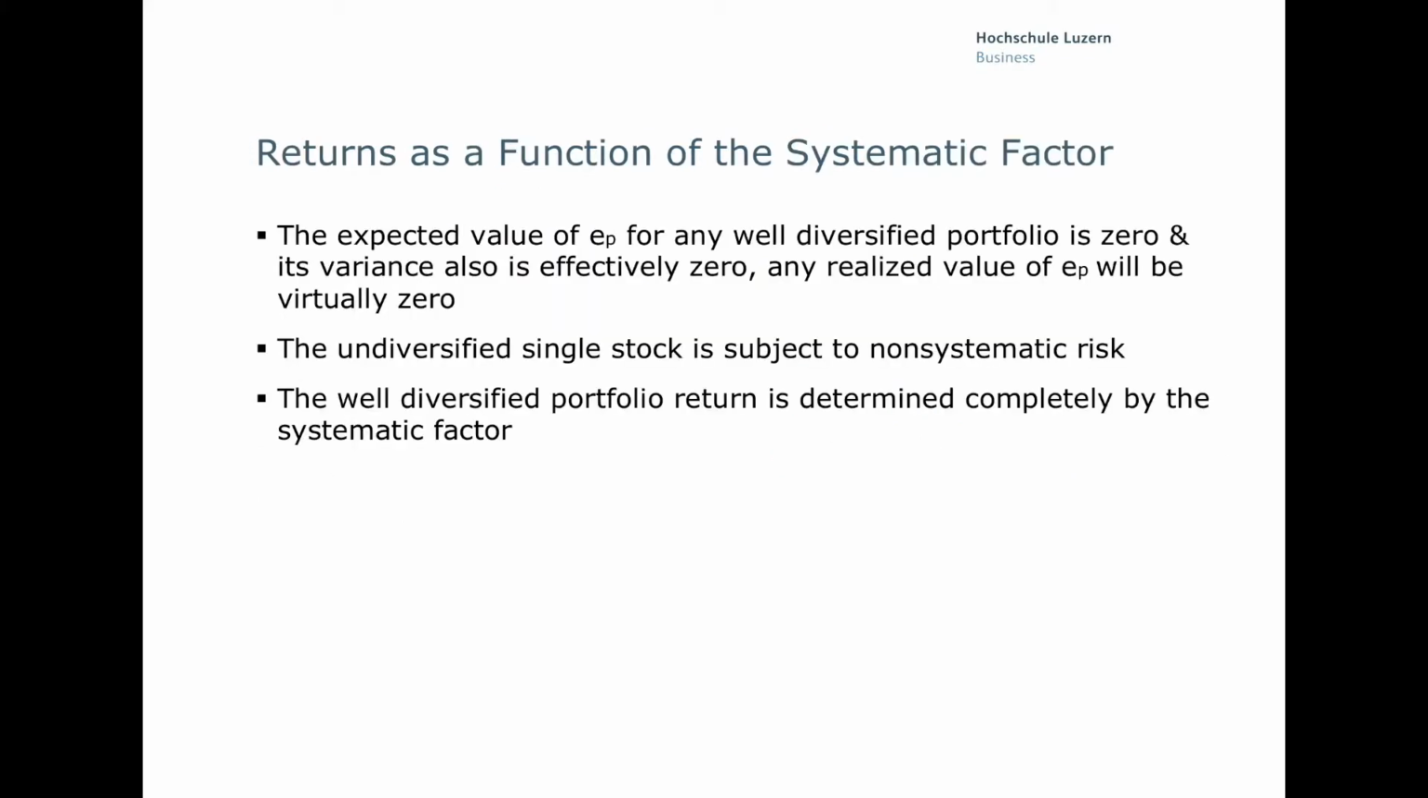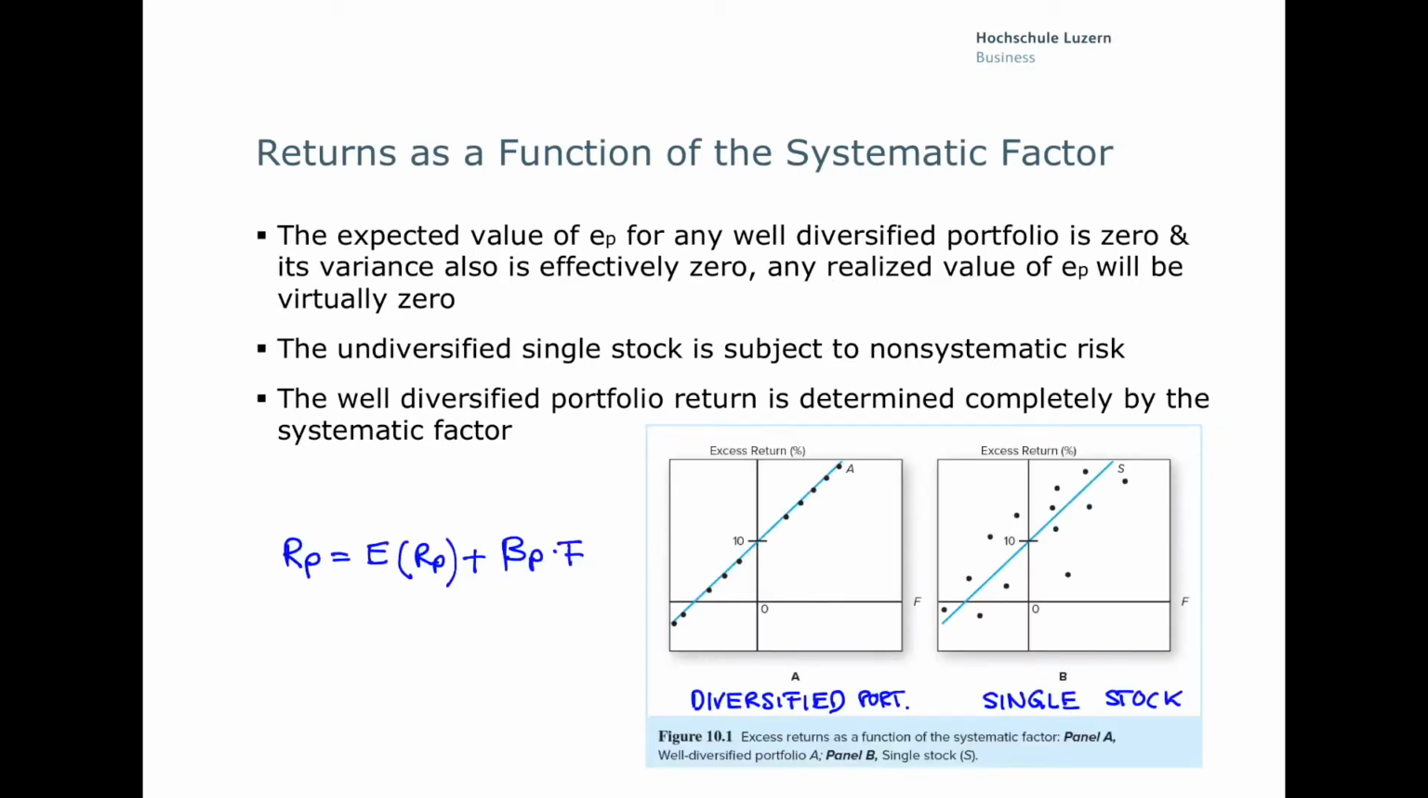Returns as a function of the systematic factor. Portfolio non-systematic risk will approach zero for any portfolio for which each weight becomes consistently smaller as the number gets larger. This property motivates us to define a well-diversified portfolio.